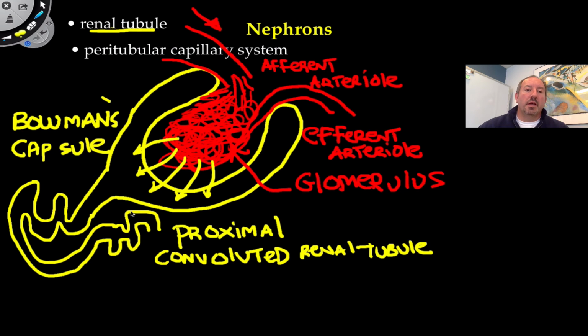Okay. Now, what's interesting is it winds all around, and you're wondering, well, what's that all about? Well, there's a lot of surface area for what the function is of the proximal renal tubule, which is to reabsorb things from the filtrate back into the blood that the kidney doesn't want to release. But I'll get into that in a separate video.